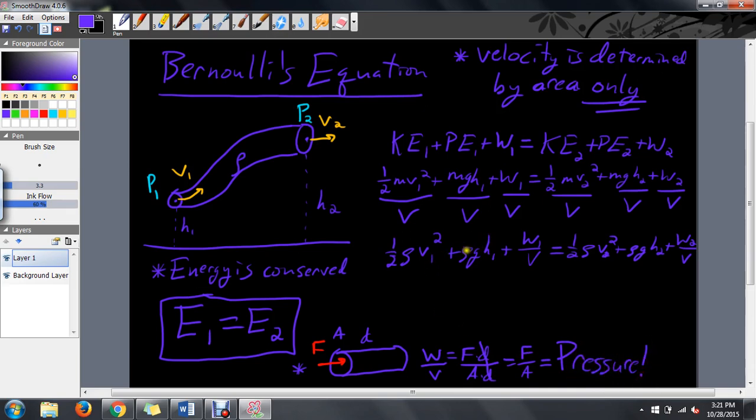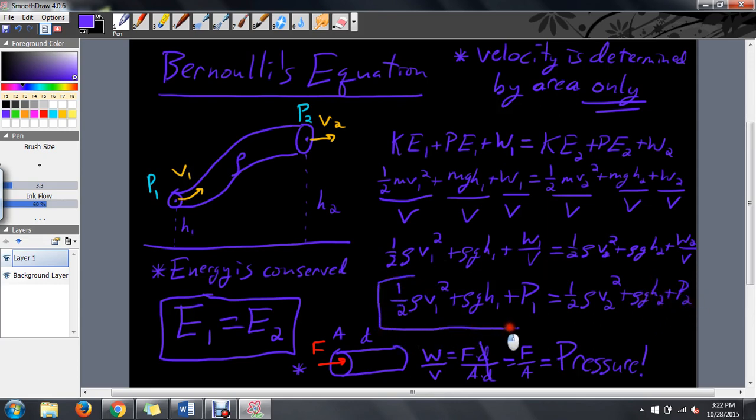So this is the most important part about Bernoulli's equation, guys. This is it. So pay attention to this concept: the pressure of a fluid is the internal work that the fluid does on itself per unit volume. So what pressure is, it's the internal work that a fluid does on itself per unit volume. So pressure is energy density.